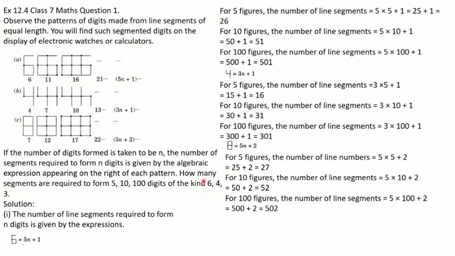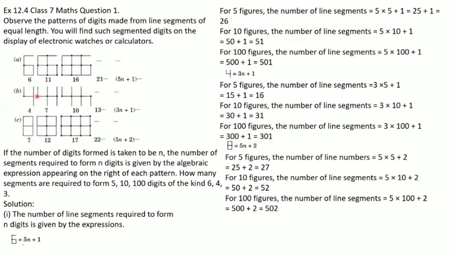According to the question, we have to answer how many segments are required to form 5, 10 and 100 figures of this kind. For 5 figures, the line segments used are 5 into 5 plus 1, that is 26 line segments. For 10 figures, 5 into 10 plus 1, that means 51. For 100 figures, 5 into 100 plus 1, 501 line segments are made.